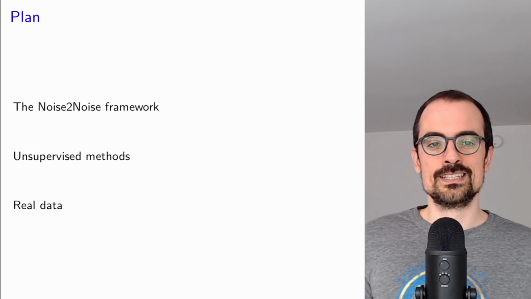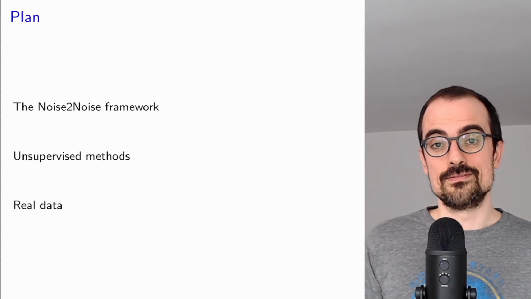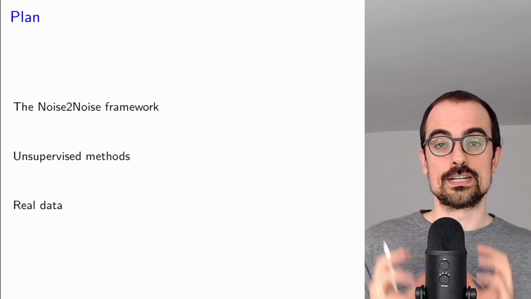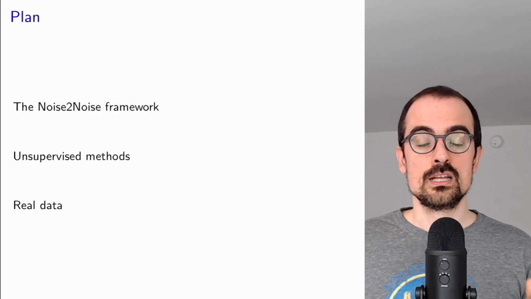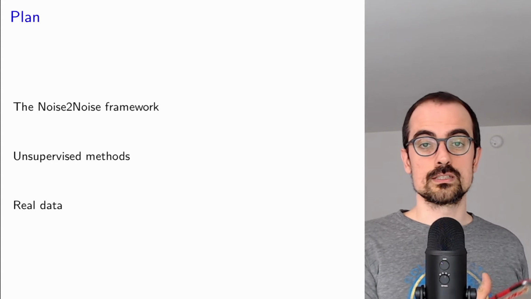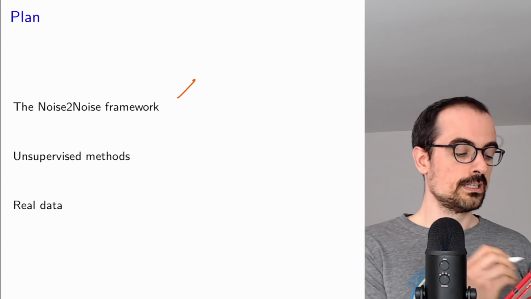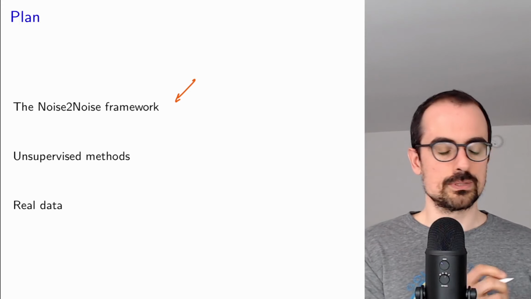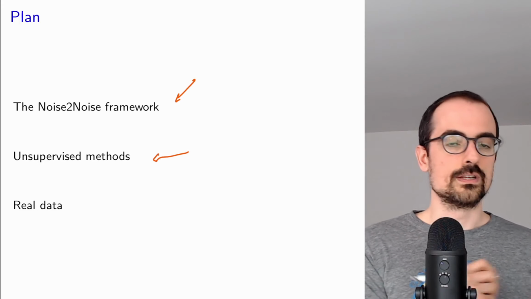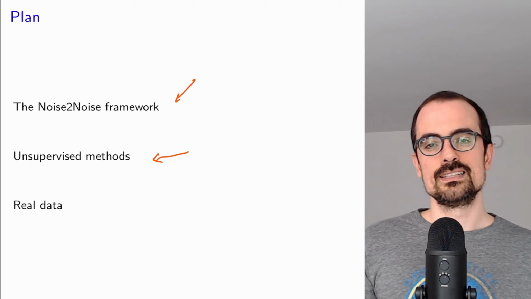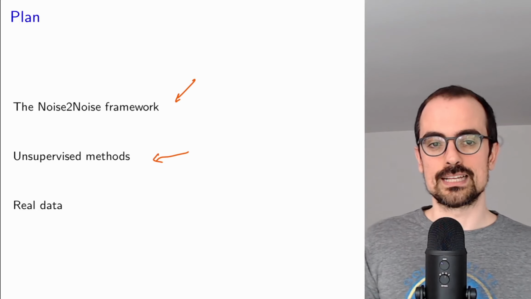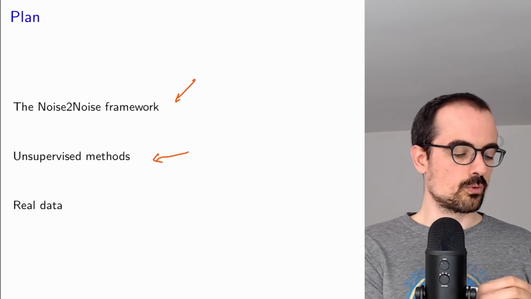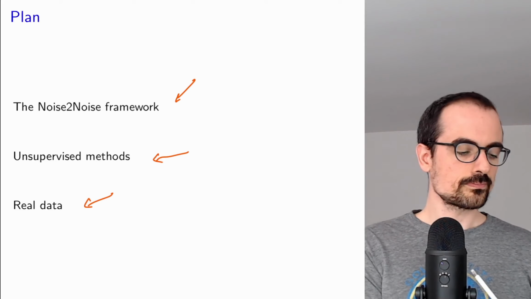So what do we do? In this video, I'm going to show you that you can actually just use the noisy data to train a neural network under certain assumptions. And the plan is to first explain the noise-to-noise framework, which essentially shows you why this would be possible in principle. Then we're going to go over different unsupervised methods that can be interpreted as different implementations of this noise-to-noise framework. And finally, we're going to look at some results on real data.